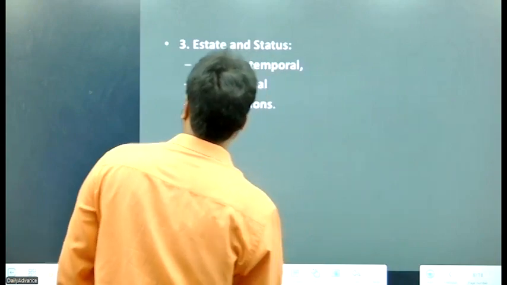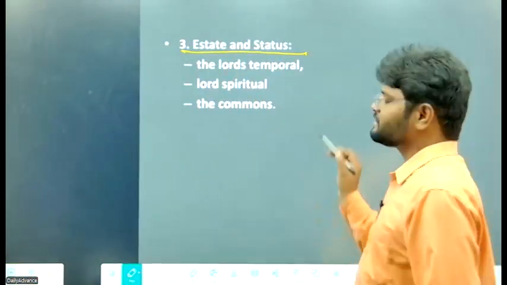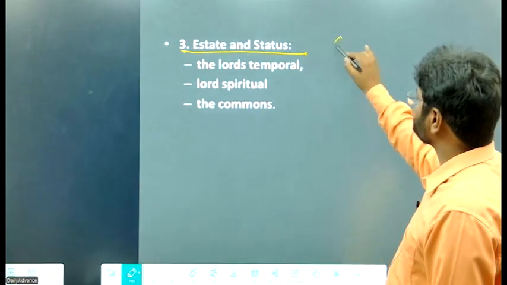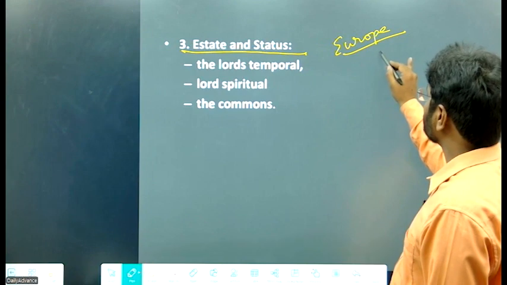And the third form: estate and status. It came into being in Europe, especially after the fall of the Roman Empire.